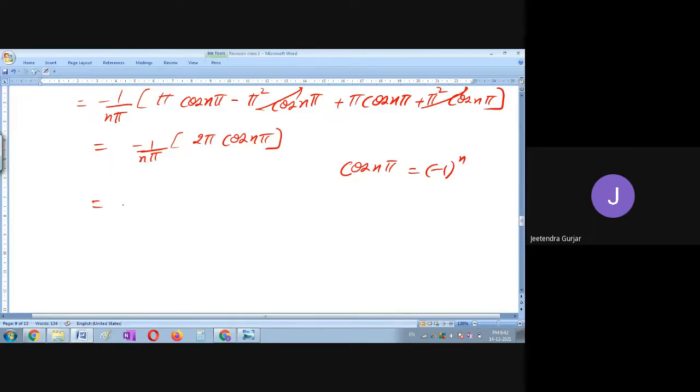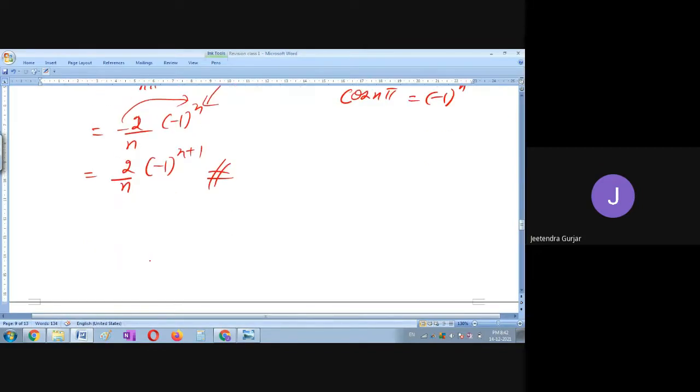So just I will take here minus 2 upon n cos n pi. So just substitute minus 1 raised to n. So minus I can take it here. So this is going to become 2 upon n minus 1 raised to n plus 1. This is the final answer. So you have to substitute in the formula. This is very, very important because you'll get full marks if you substitute in this formula.